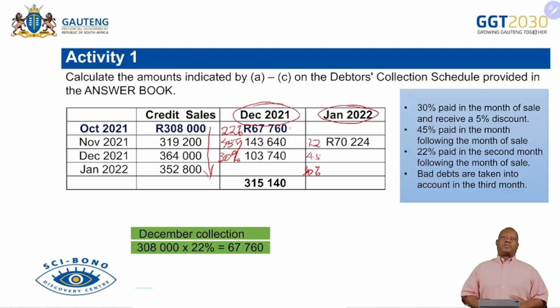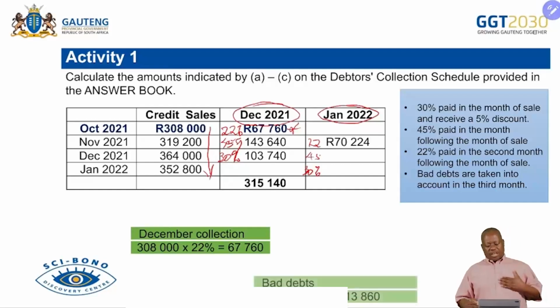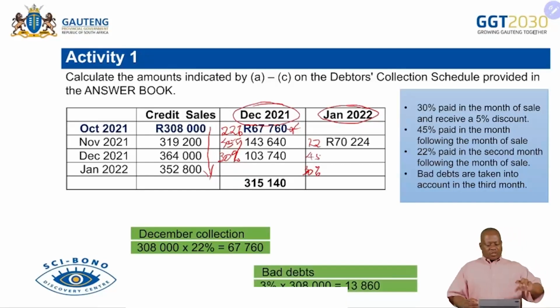Very important. So we check what is the credit sale for October, 308,000 times 22% of that. We get our 67,760. And you can see where we are entering that, the collection for December. And then let's also check now, what is going to be the bad debts?